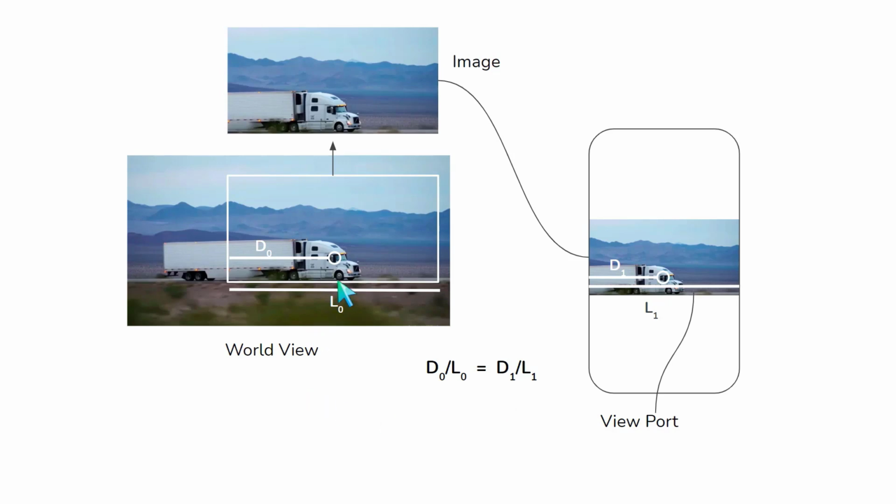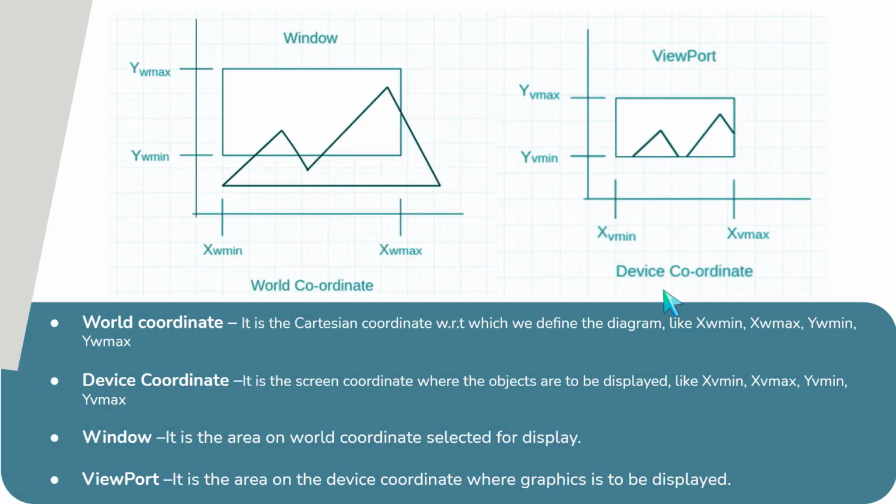We have to see how far this mirror is in the y direction, and how long the height of the rectangle window is, and the same we have to see for the height of the viewport and how far this mirror is in the y direction.